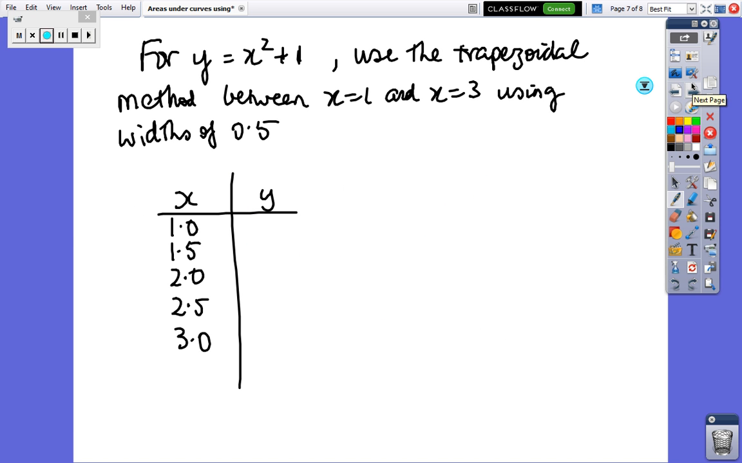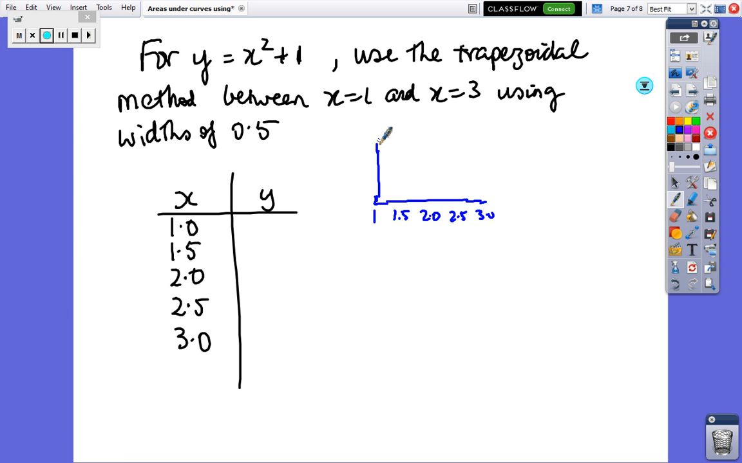Okay, so for y equals x squared plus 1, we've had this one before. Use the trapezoidal method between x equals 1 and x equals 3 using widths of 0.5. So basically I've got 1, and then 1.5, 2, 2.5, and 3.